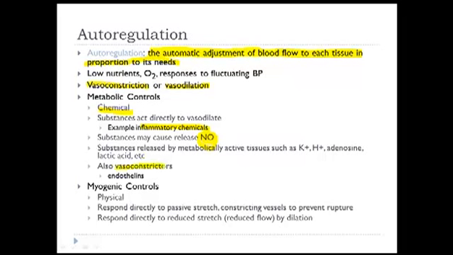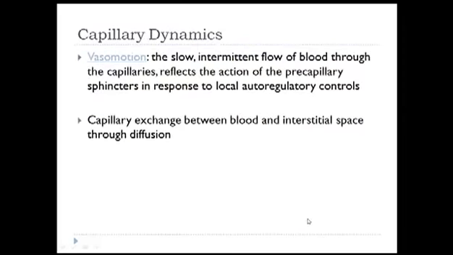We have some stuff that are vasoconstrictors. We talked about endothelins, which can be released by your blood vessels to locally cause vasoconstriction. And then our myogenic controls. They can respond directly to passive stretch. So if a blood vessel starts to stretch out, it will actually vasoconstrict in response, so it doesn't stretch out to the point where it's going to rupture. Or it can respond to reduced stretch, and it can over-vasodilate, so it would once again vasoconstrict.